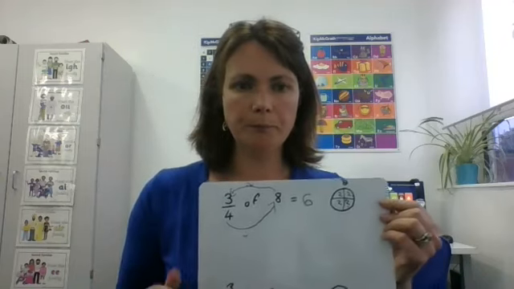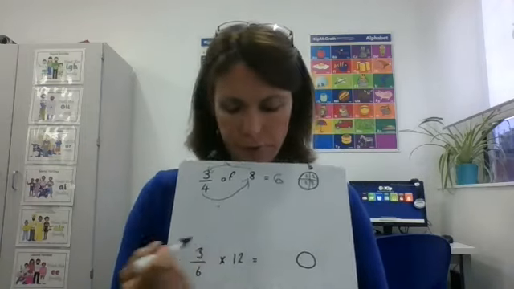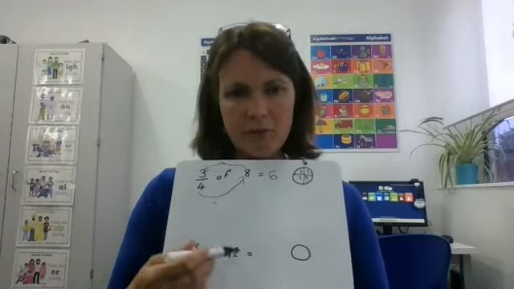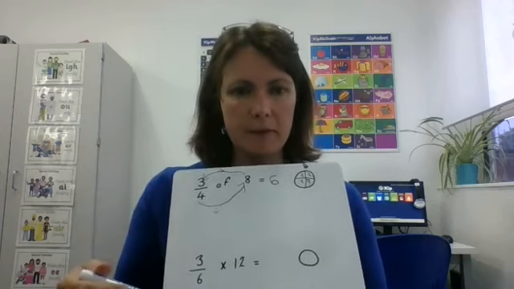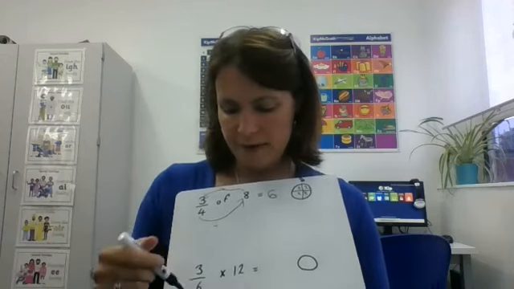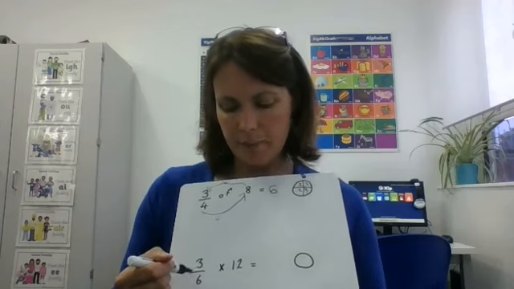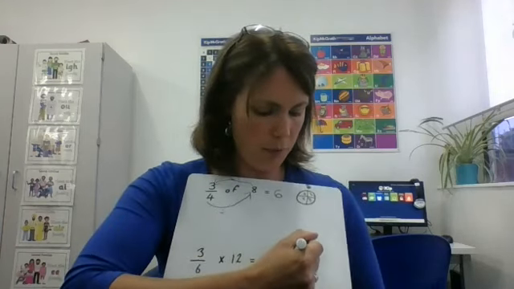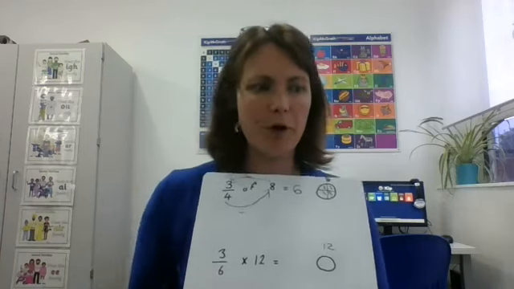We'll do one more. Moved up a little bit. So now you've got 3/6 times 12. Times and of mean the same thing. Times is of, is times. So it doesn't matter which way it's written, it's the same thing. 3/6 of 12. So this is now saying that it wants me to split my whole one. My whole one is 12. It wants me to split it into 6 equal parts.